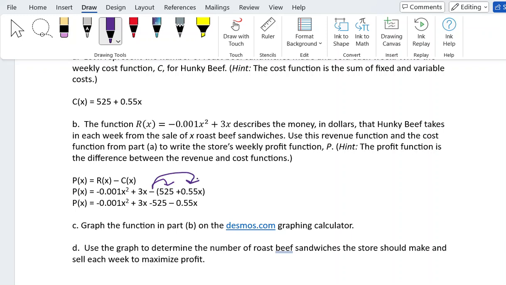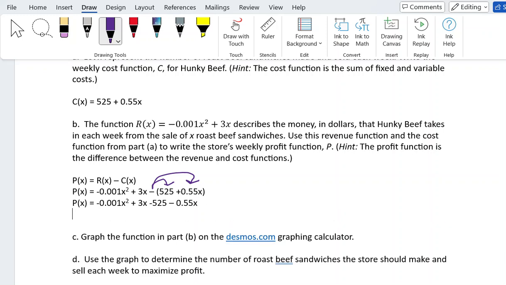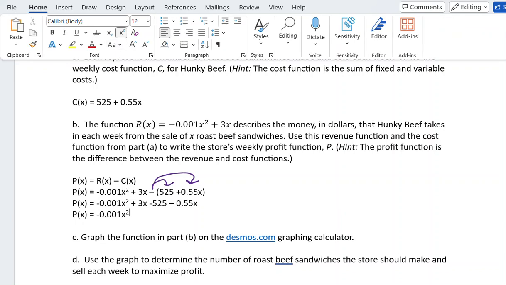And finally, I can combine some like terms. Combine 3x minus 0.55x, that's 2.45x, and then minus the 525. This is my profit function.